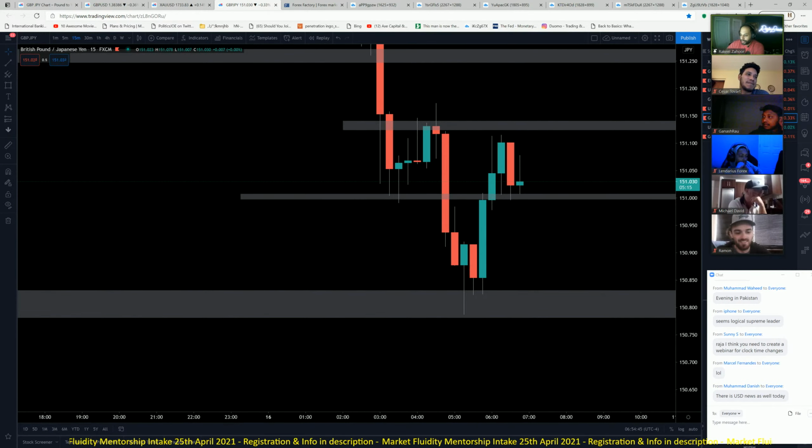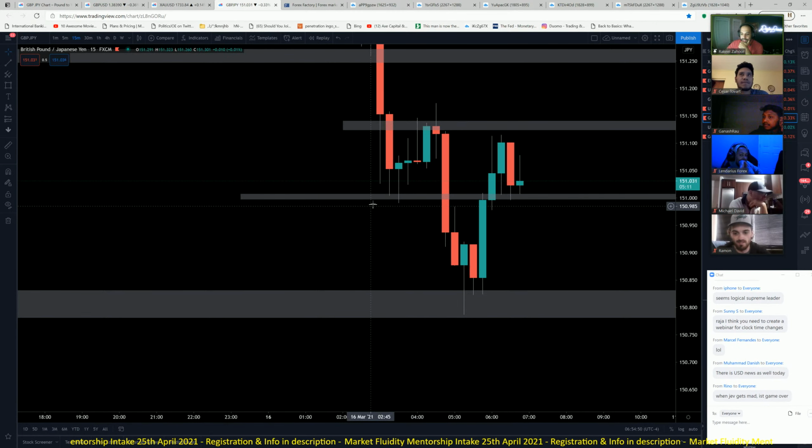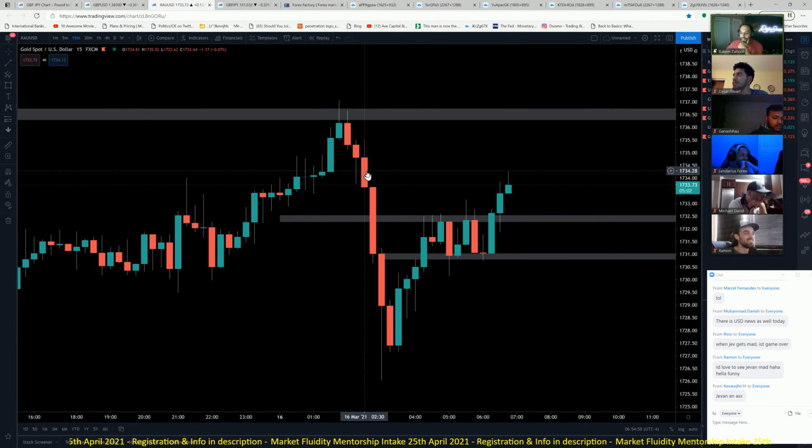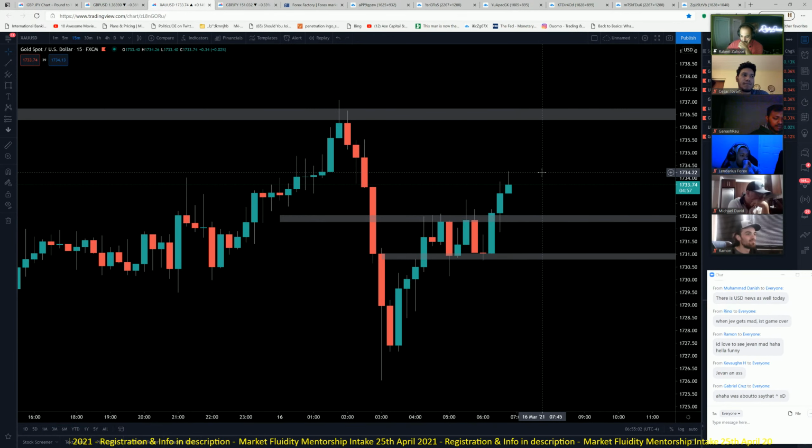Okay, let's see over here. We got 5 minutes left for this 15-minute candle to close, and it's in a very delicate situation over here. Gold is also struggling to break above 1734, but we're pretty optimistic about it, unless it doesn't come back in the range.